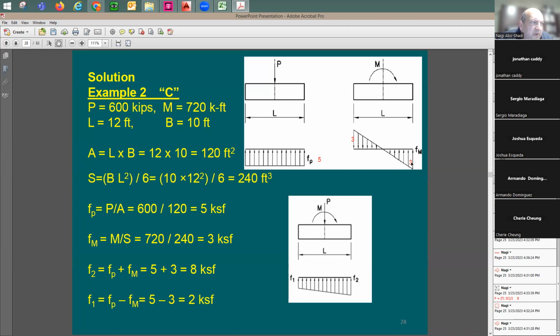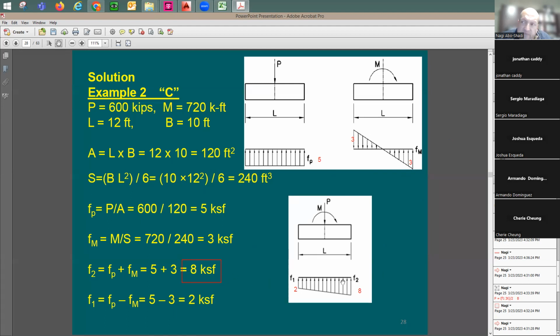When you add 5 to 3, it's going to be 8 on this side. And 5 minus 3 is going to be 2 on this side. So exactly what I'm getting here, F1 and F2. The maximum stress below the footing in this case, the answer is going to be 8 KSF.